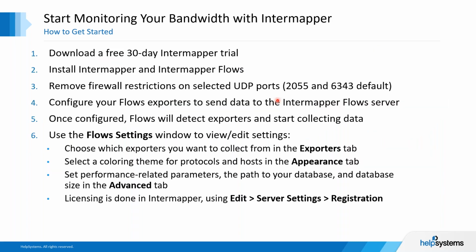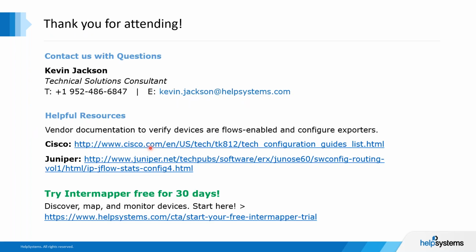Okay. So how do we get started? As I mentioned, we have a free 30-day trial, fully functional software that has both the Intermapper main monitoring function as well as the Intermapper flows component. These are some of the things you need to keep in consideration: remove firewall restrictions. Then you can configure your exporters to send the data to the Intermapper Flow Server, which will collect that information and then be able to provide that feedback. Once configured, we'll be able to detect the data automatically. So 99% of the configuration is done on the device side, and Intermapper will sit, listen, and collect the information, and then present that information back to you.